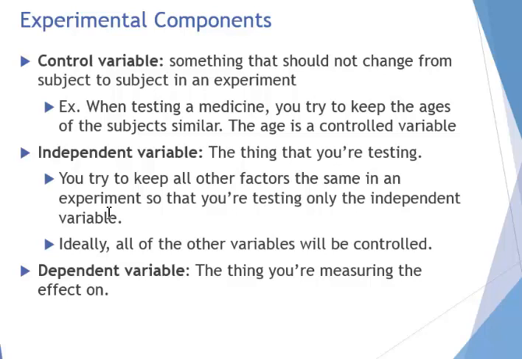My hypothesis was that a heavier coat is going to make me warmer, so therefore the independent variable is the coat, or how heavy or thick the coat is, and the dependent variable is what the effect is in terms of keeping the person warm.